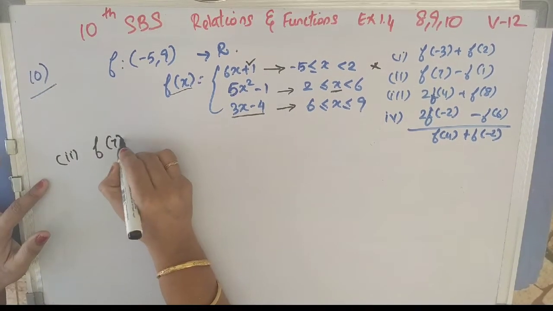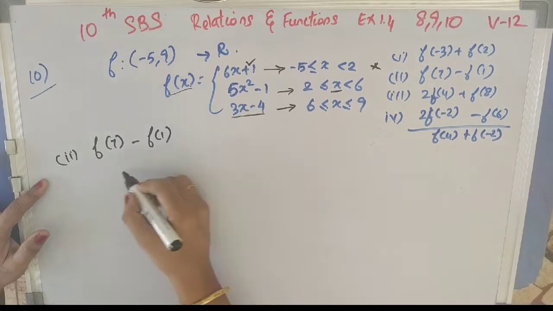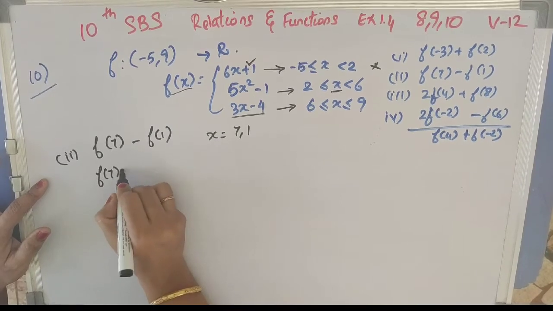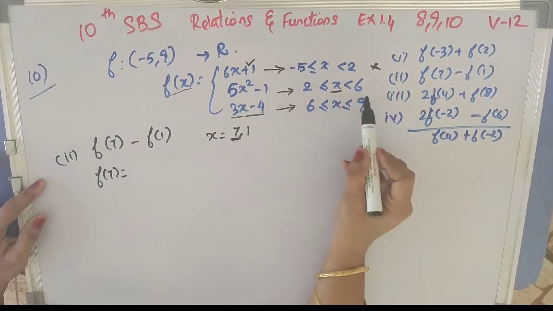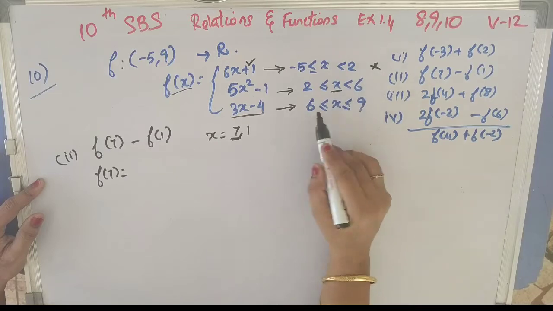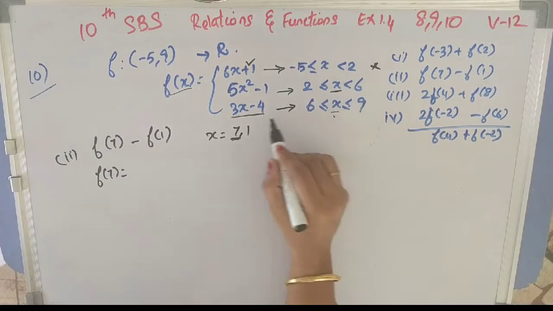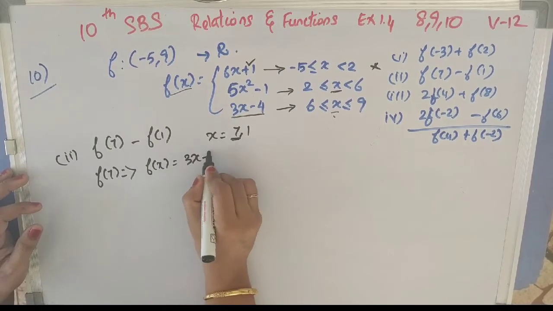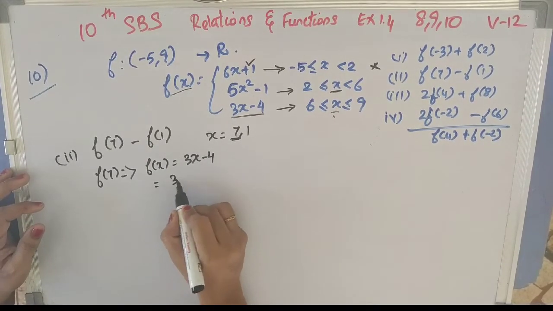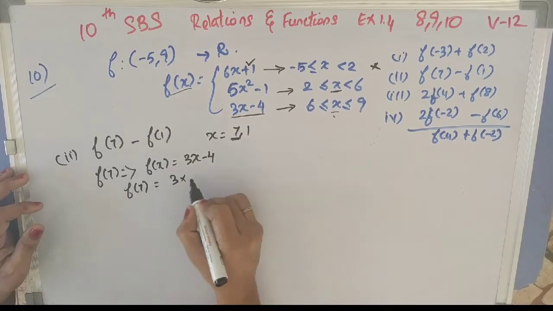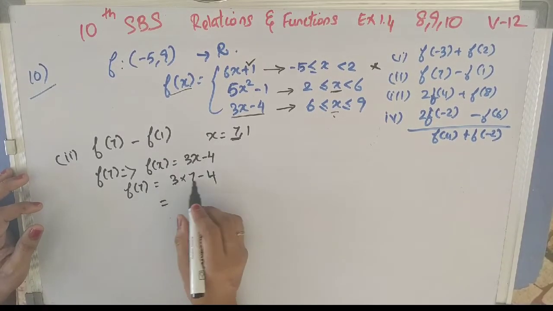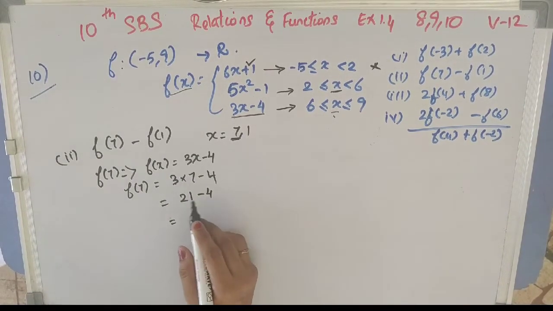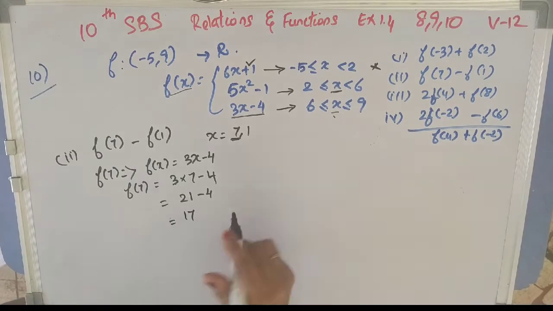Now let's go to the second problem, f of 7 minus f of 1. Here x is equal to 7 and 1. First f of 7. Where does this 7 lie? It lies in the third condition because it is greater than or equal to 6 and less than or equal to 9. So we have to use f of x is equal to 3x minus 4. So f of 7 is equal to 3 into 7 minus 4, which is 21 minus 4, that is equal to 17. Okay? 21 minus 4 is 17.